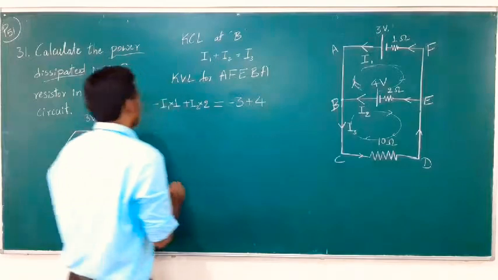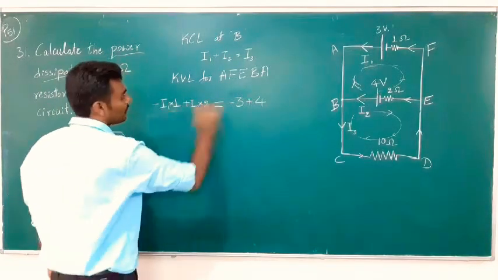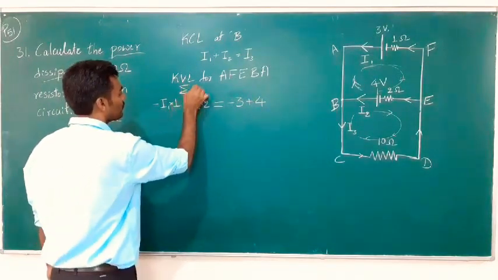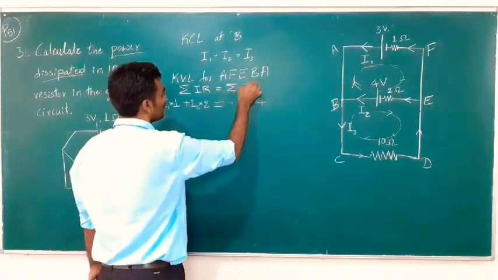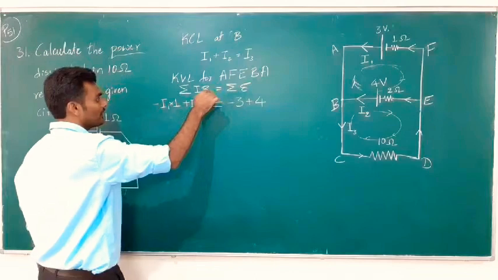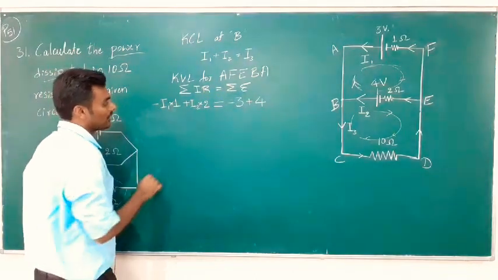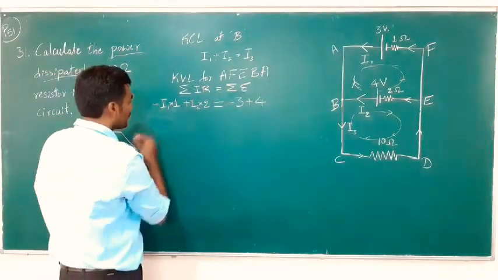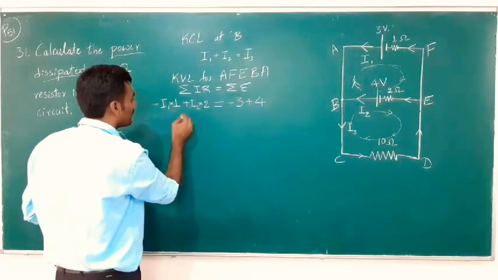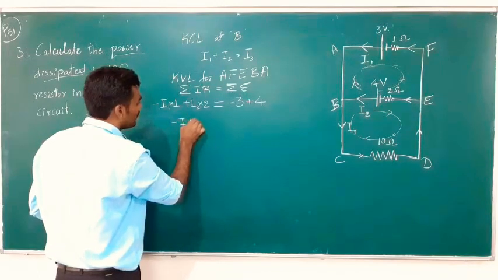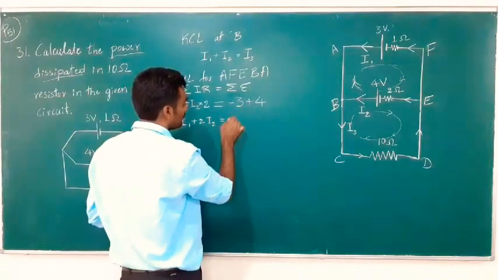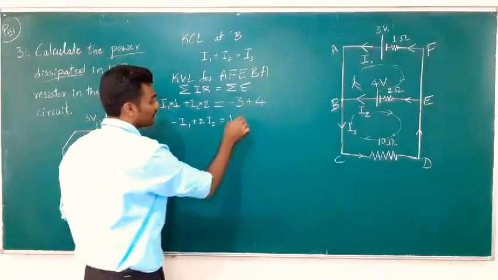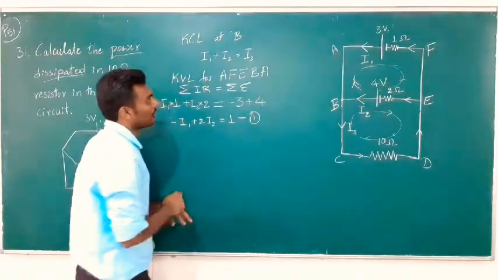4. So now, okay, before writing the expression, don't forget to put the general form, summation of IR is equal to summation of EMFs. Put this once, general form, then you can write the expression. So now simplify this. Simplifying this, you will have minus I1 plus 2I2 is equal to 1, right? So consider this as equation 1.